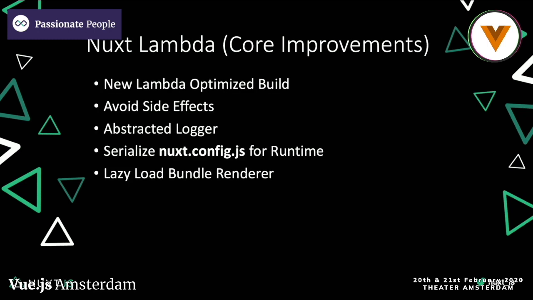But still, we have to do some core improvements because it's a proof of concept right now. So we are almost sure that this is the right approach. We are going to create a new package, which is an out-of-the-box optimized build of Nuxt.js, especially for Lambda. So you can use optional packages, but you can also hack yourself and create your own solutions based on the core. And we have to avoid side effects, like sometimes we are registering global listeners for errors, but it's preventing tree shaking from happening. And if we want a really optimized bundle, we have to prevent side effects.